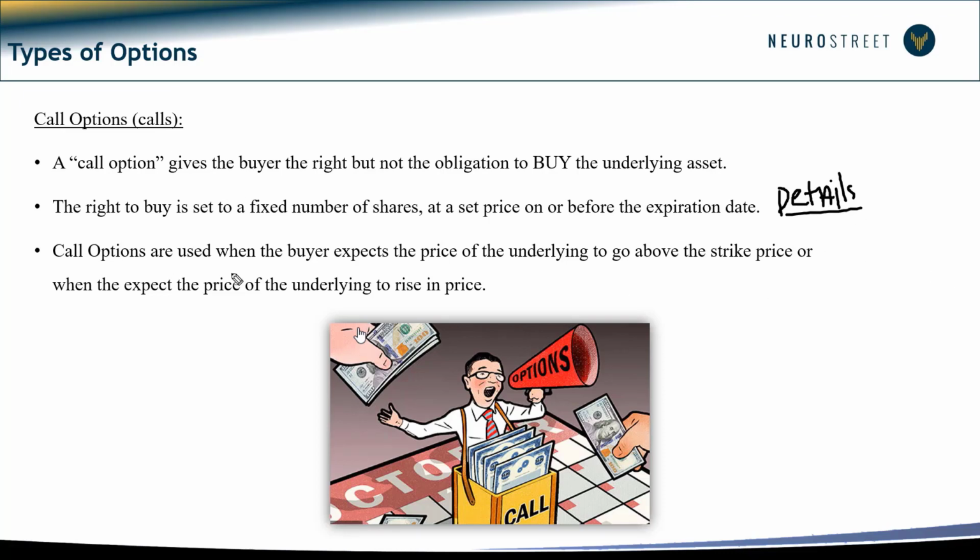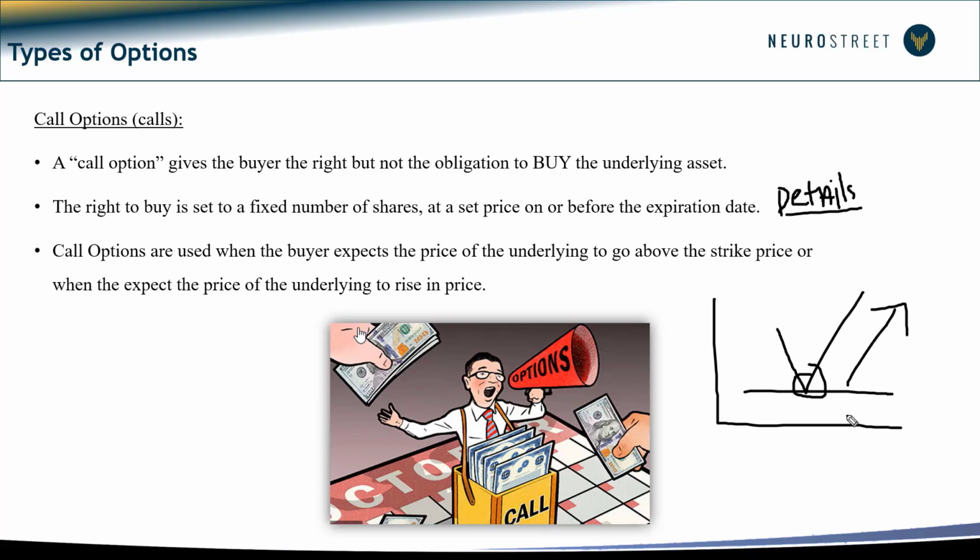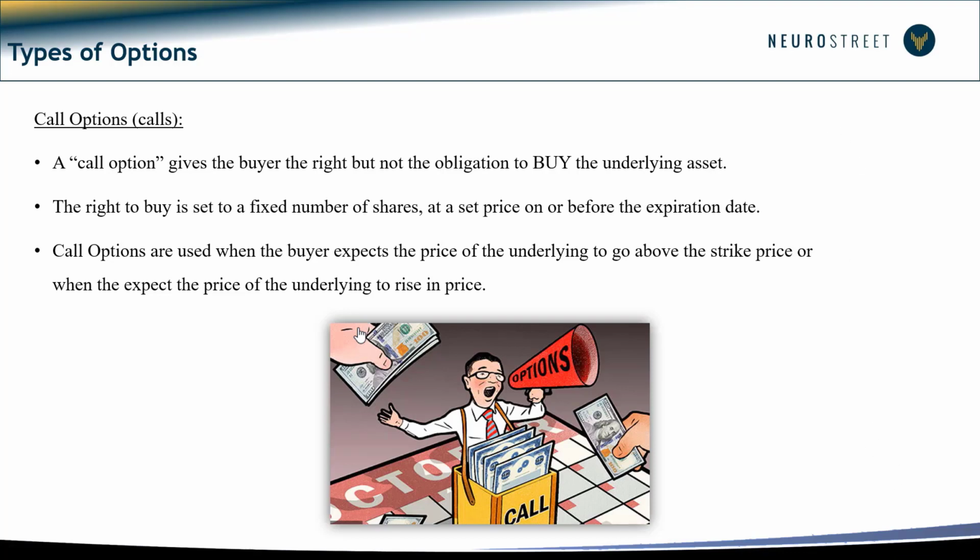And call options are used when buyers expect the price of an underlying to go above the strike price, or when we expect the price of the underlying to rise. So in layman's terms, in monkey talk, keeping it simple, you use call options in areas where you want to buy the market and you expect the market to go up. Now, there's a little bit more to it than that, because we want to make sure that volatility is low, right? We want to be a buyer of options when volatility is low, and we have a checklist for this. So don't worry, we're going to give you all the rules and all the criteria. But keeping it simple, call options are an alternative to buying the stock when you want to buy.